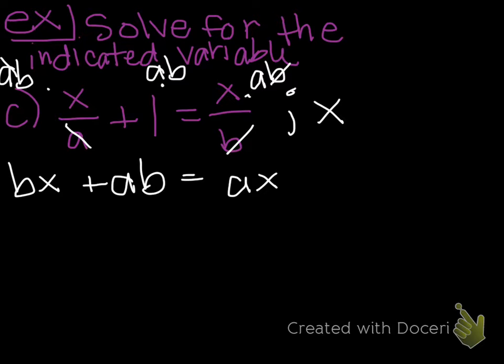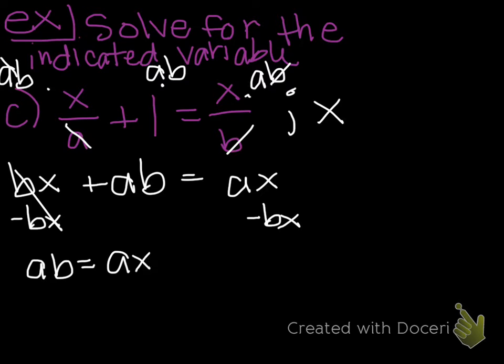Now, at this point, I have to get everything that has an x on one side of the equal sign, and if it doesn't have an x, I need to get it to the other side. So I'm going to choose to move this bx over. I'm going to move it over by subtracting. So now I'm left with ab equals ax minus bx. Notice I can't actually subtract them, so I just tack it on the end.